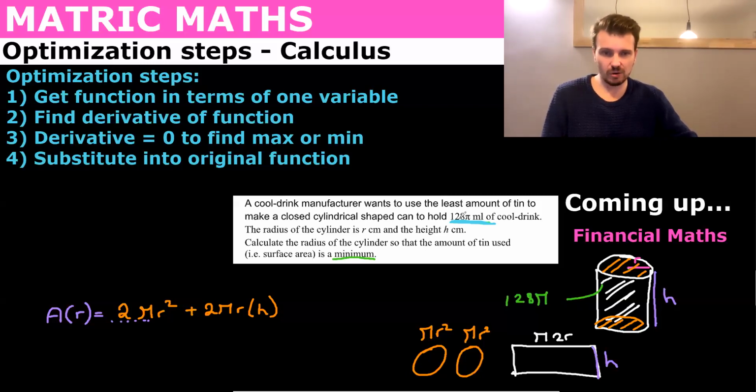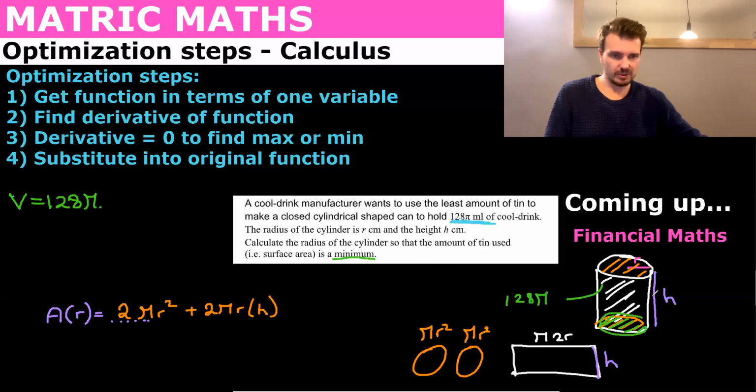Okay, so what are we saying? It needs to hold 128 pi. So that means that the volume of this, and I put that in green, the volume must equal 128 pi because that's what it must hold. So the two equations that we're going to use, we've used the area, is now the volume equation. So the volume is basically the bottom, this area, multiplied by the height because that would then give you the entire volume.